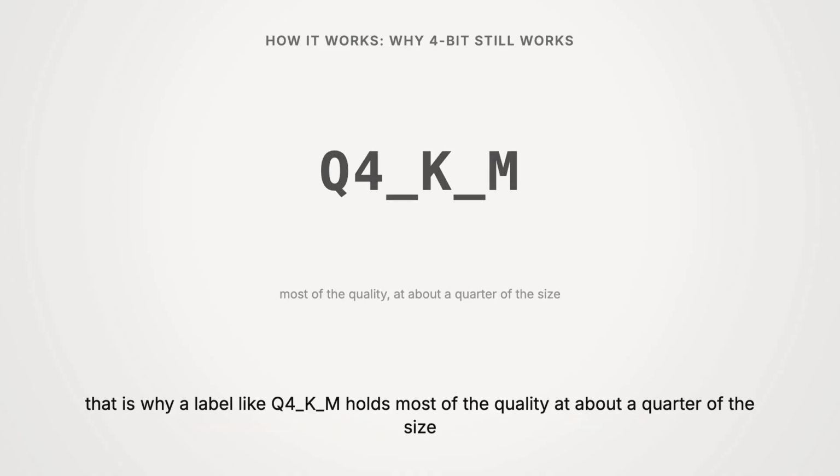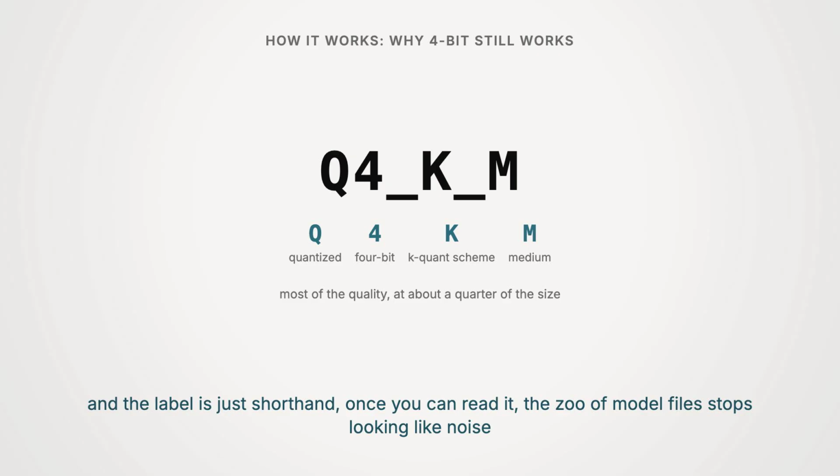That is why a label like Q4KM holds onto most of the model's quality at about a quarter of the size. And that label is just shorthand. Q for quantized, 4 for 4-bit, K for the K-quant scheme, M for medium. Once you can read it, the whole zoo of model files stops looking like noise.